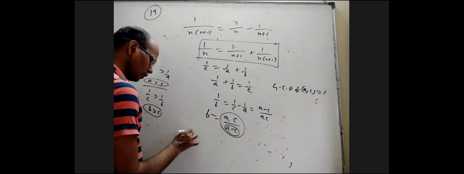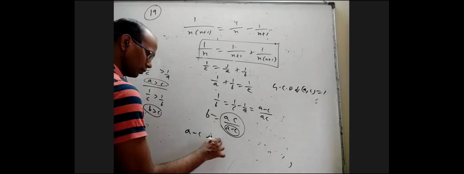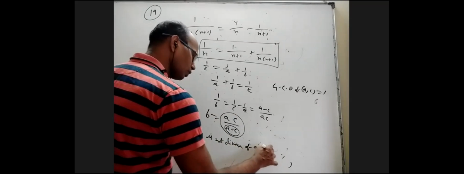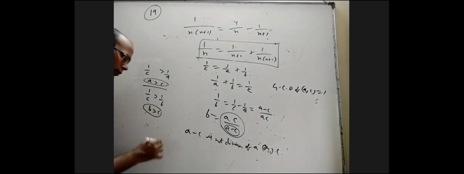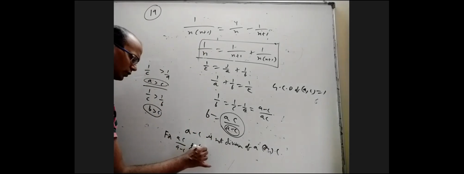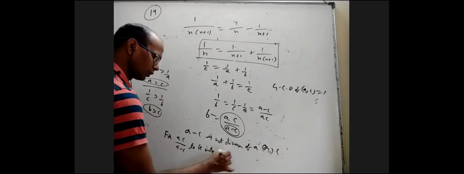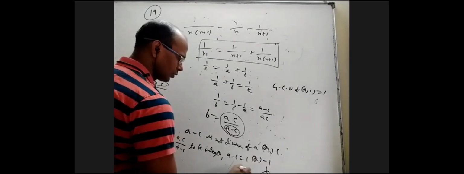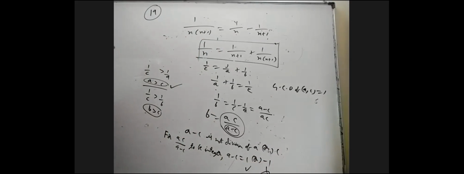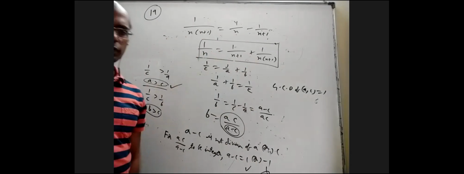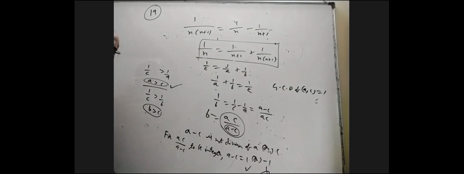Yes, correct. A minus C is not a divisor of A or C. For AC by A minus C to be an integer, A minus C must be 1 or minus 1. I cannot take minus 1, so I take 1 because A is greater than C. That's it. So we got A equal to C plus 1. Once you get A equal to C plus 1, send that side, B will come as C into C plus 1. This form will come. That's good. Everybody understood? Any doubt?